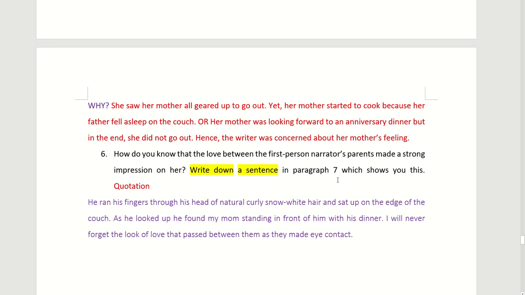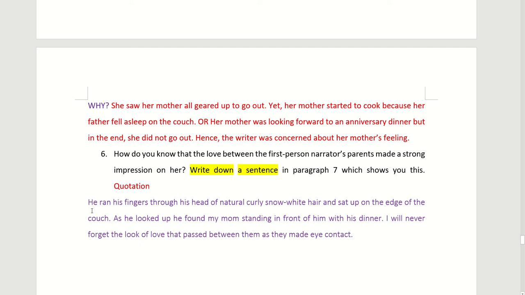Okay, so go to paragraph 7. He ran his fingers through his head of natural curly snow white hair and sat on the edge of the couch. As he looked up, he found my mother standing in front of him with his dinner. I will never forget the look of love that passed between them as they made contact.